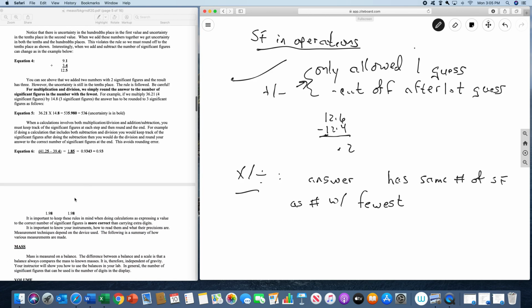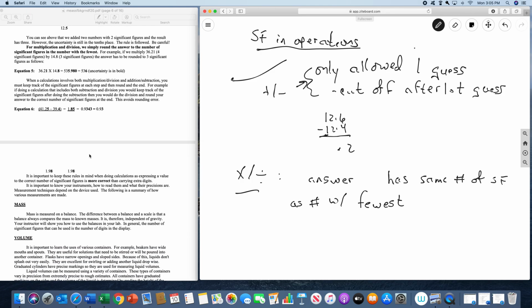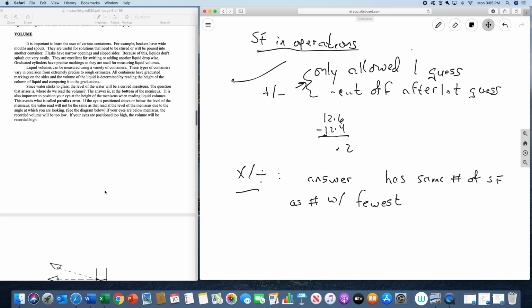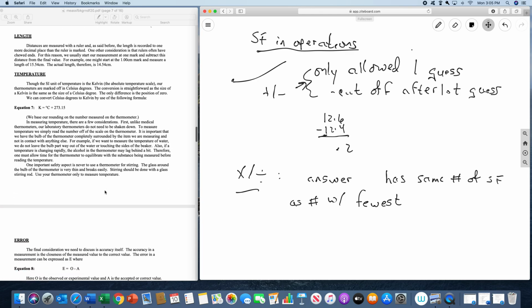Okay, here on equation 6, these two numbers should be here. Here I have to do this math in here, so when I do this, I'm going to cut it off at the 10th place, so the 8 is the guess, all right? And then I'm going to divide it by a number with 3, and number with 3, my answer should only have 2 sig figs. So you drop down to the fewest. All right, so that's going to take care of significant figures and the addition, subtraction, multiplication, division.